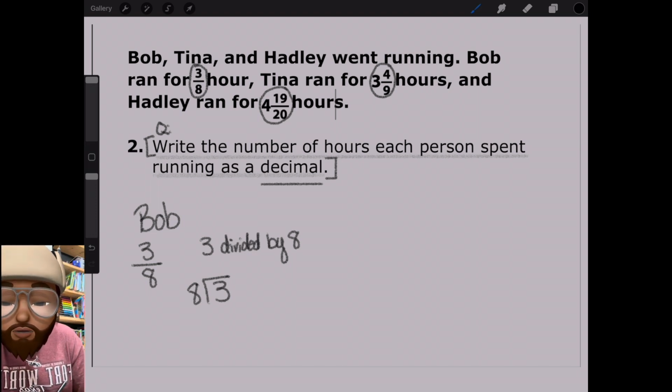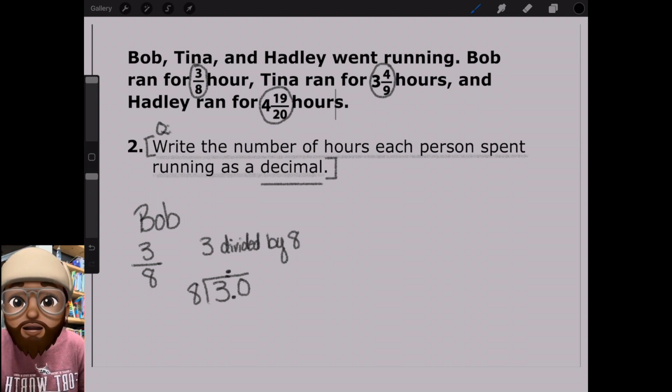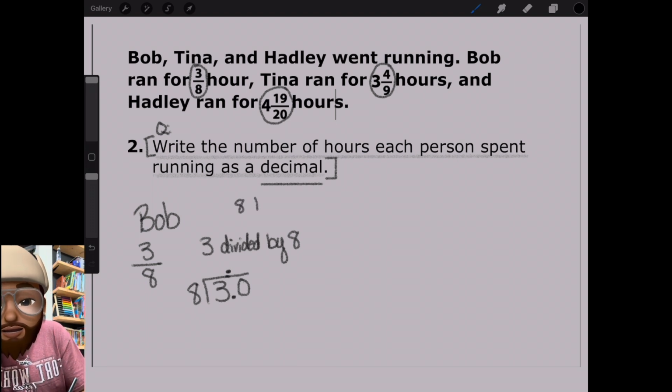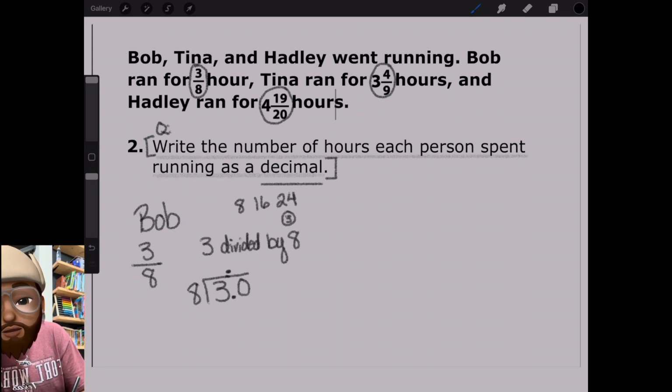So we look and we see, can 8 go into 3? No, it can't. So the first thing we need to do is add a decimal there, decimal here, and add a 0 there. Now we need to see if 8 can go into 30 and how many times. 8, 16, 24. The next number will be 32, and that'd be too much. So we know it can go in 3 times. So let's put the 3 there.